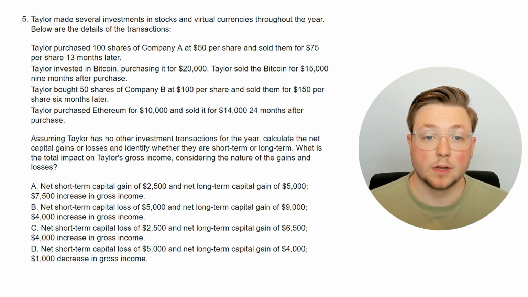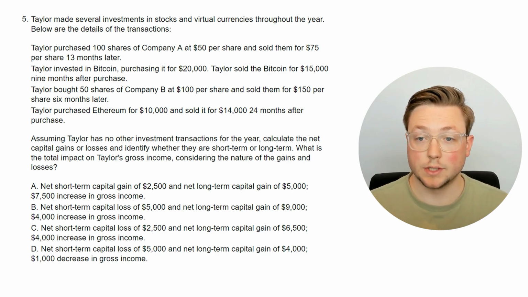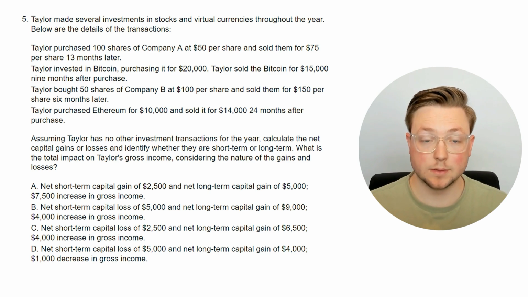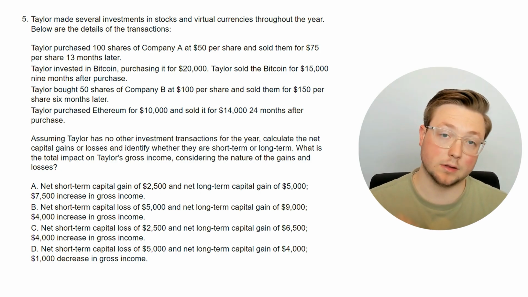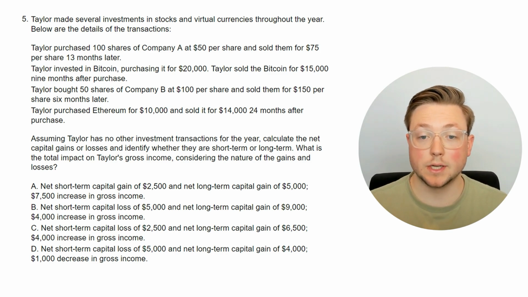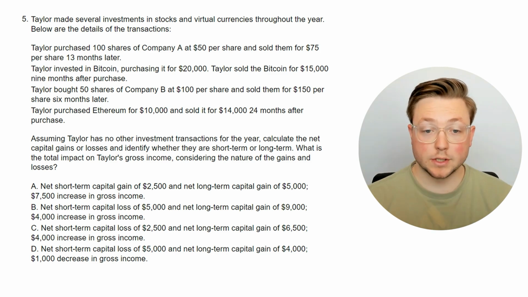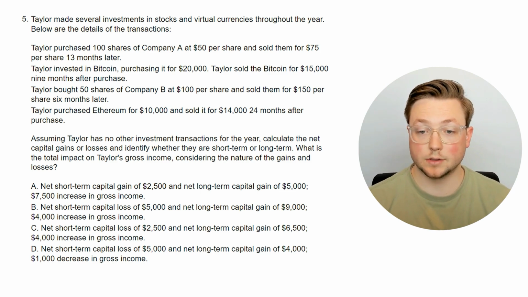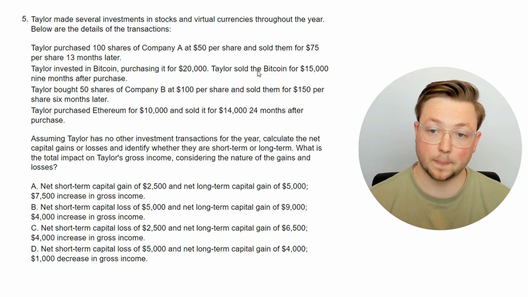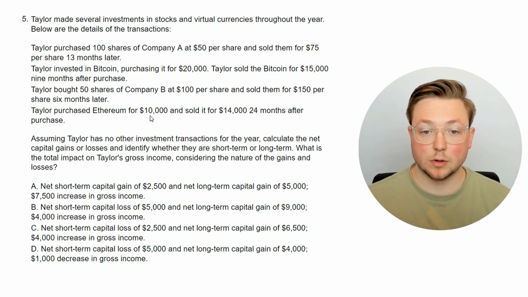All right, here's the final question. Taylor made several investments in stocks and virtual currencies throughout the year. Below are the details of the transactions. Taylor purchased 100 shares of Company A at $50 per share and sold them for $75 per share 13 months later. So 13 months later, that's long term. Taylor invested in Bitcoin, purchasing it for $20,000. Taylor sold the Bitcoin for $15,000 9 months after the purchase, so that's short term. Taylor bought 50 shares of Company B at $100 per share and sold them for $150 per share 6 months later, so again, that's short term. Taylor purchased Ethereum for $10,000 and sold it for $14,000 24 months after purchase, so that's long term. So we have long term, short term, short term, long term.